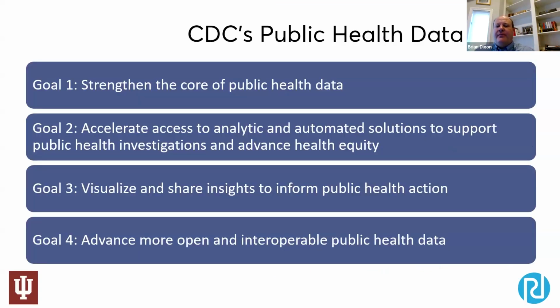The core goals of CDC's public health data strategy are these four things: strengthen core public health data, accelerate access to analytic and automated solutions, visualize and share insights to inform public health action, and advance more open and interoperable public health data. So I'm going to talk about these four goals and some of the work that we've done that fits into each of the categories to show how our work is aligned with this national strategy in the US. But again, I think if you look at these goals, the overall goal of DMI, you'll see a lot of similarity probably with the work that you're doing wherever you might be.